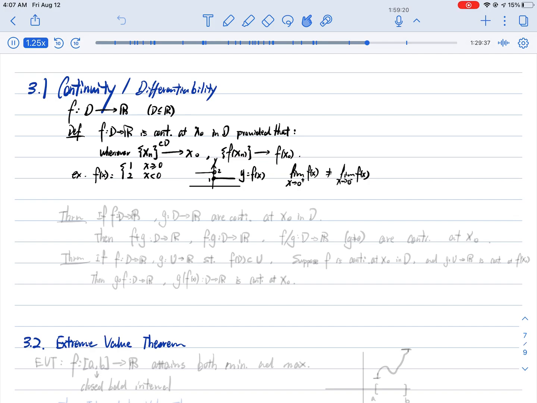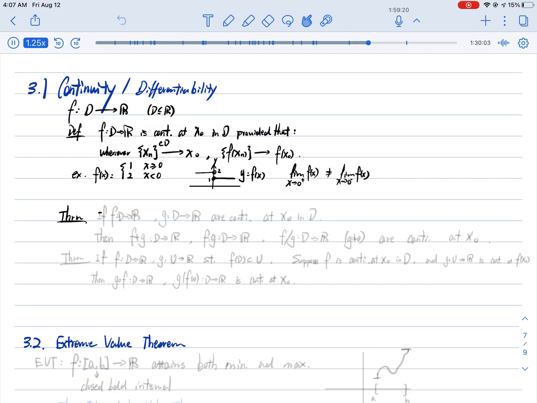Alright, so after we cover the definition, there are some basic theorems that are worth remembering. First of all, if two functions are continuous at a point x0 in D, we know that their sum, their multiplication and their division are all going to be continuous.